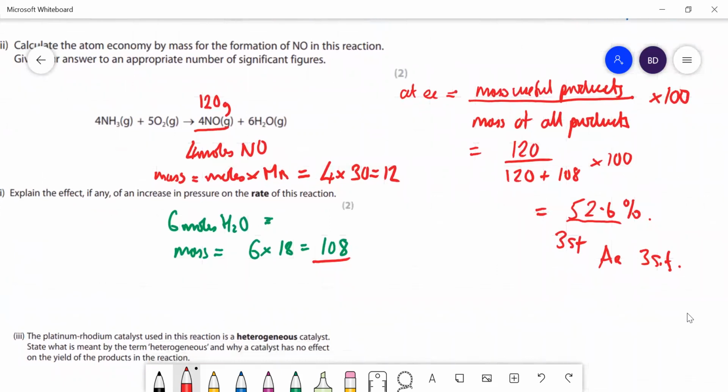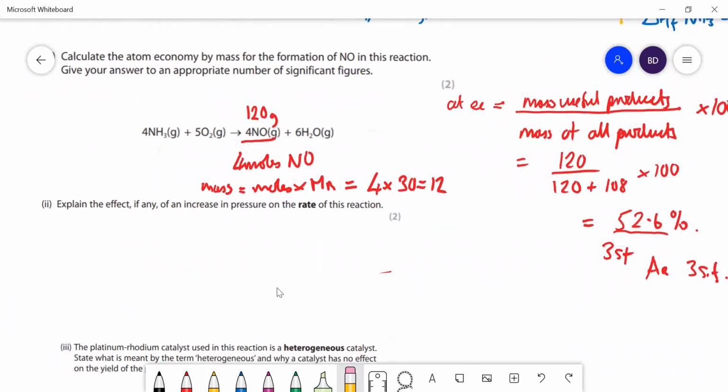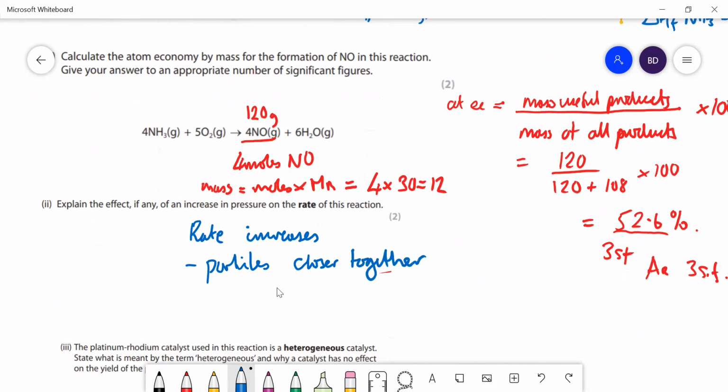Right. Need to rub this out, so we're going to answer this question. What would happen if you increased the pressure? What would happen to the rate? They're trying to confuse you with equilibrium here, but if you increase the pressure, the rate will increase for any gaseous reaction. Why? Because the gas particles are closer together, so they're more likely to collide. Increasing the pressure of a gas is effectively like increasing its concentration. It's going to increase the rate of reaction.